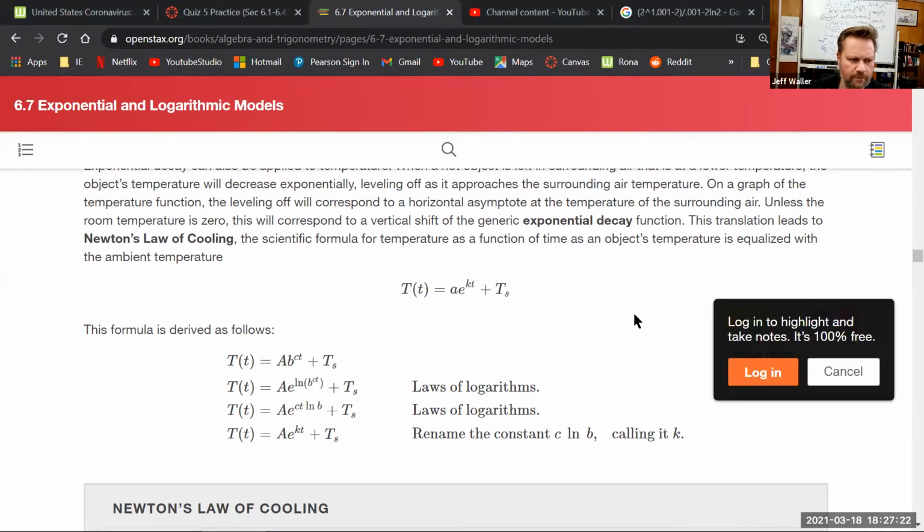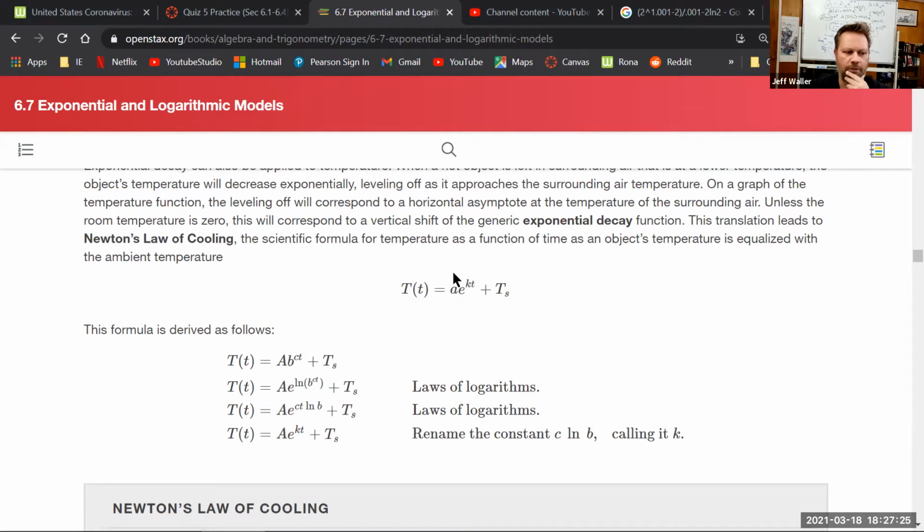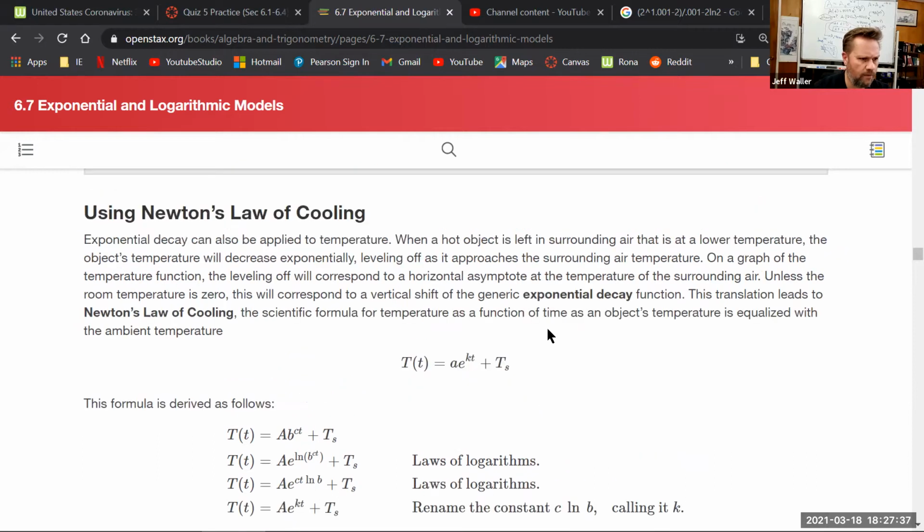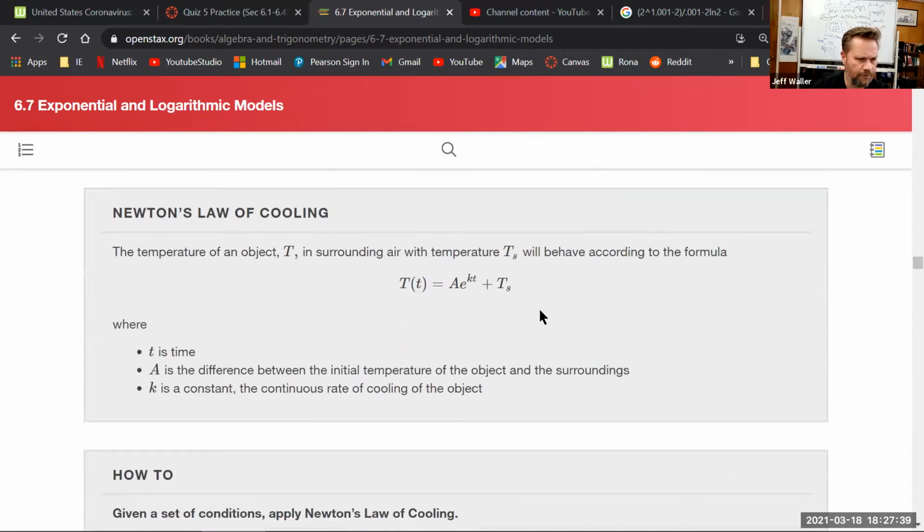All right. So what do these things mean? Here's how this works. This is the temperature of the surroundings, right? And I think they tell you that somewhere. Oh, down here. Okay. Surrounding air. So the temperature of the environment.